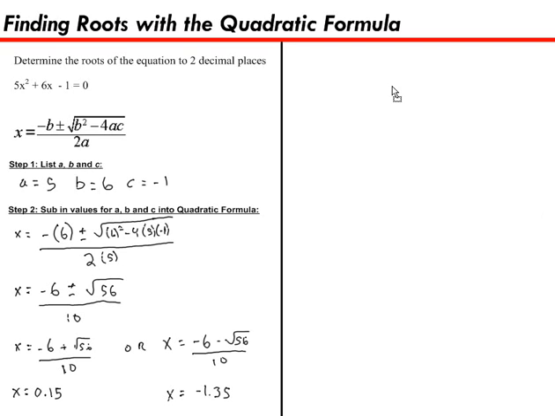Alright, so now let's get you practicing the quadratic formula on your own. I'll give you a quadratic that says determine the roots of the equation to 2 decimal places, and your equation looks like this. 9x squared minus 12x plus 2 equals 0. So try out the steps on the left and see what you get. Good luck.